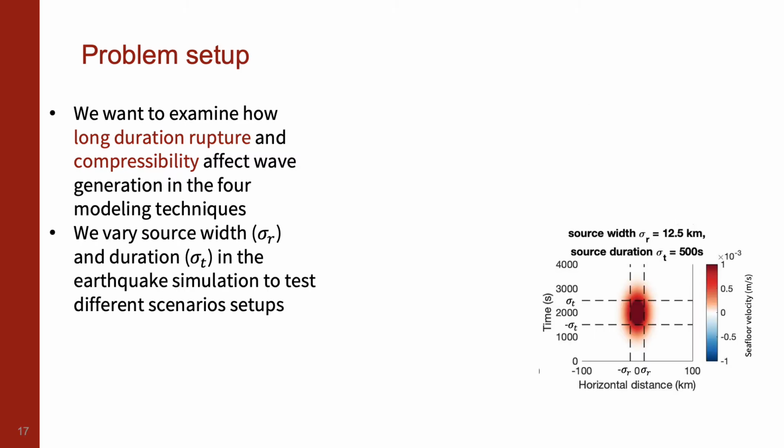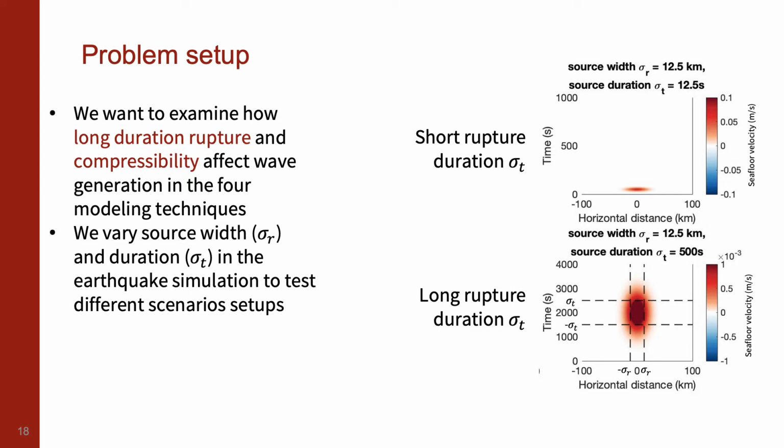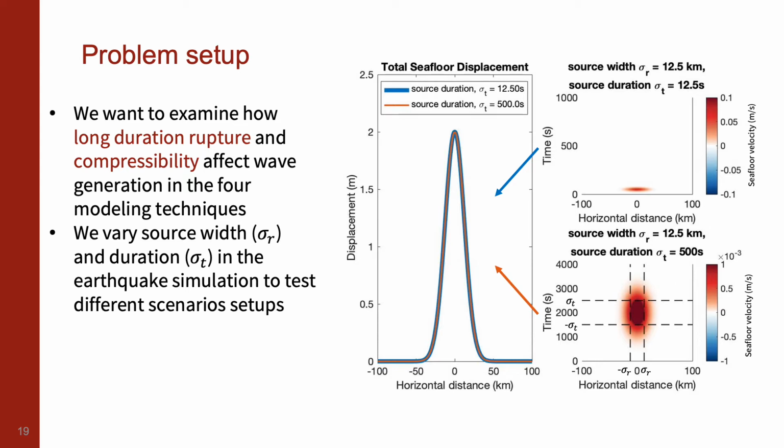Here we are showing a center slice from the previous slide of the velocity profile on the seafloor on a space-time plot. The size of the source and how long the source lasts is controlled by the source width, sigma r, and source duration, sigma t. A short duration source will cause a quick impulse, allowing for the generation of acoustic waves, whereas a long duration source will allow for the tsunami waves to propagate while the seafloor is still deforming. For both velocity profiles, the final seafloor displacement is identical.